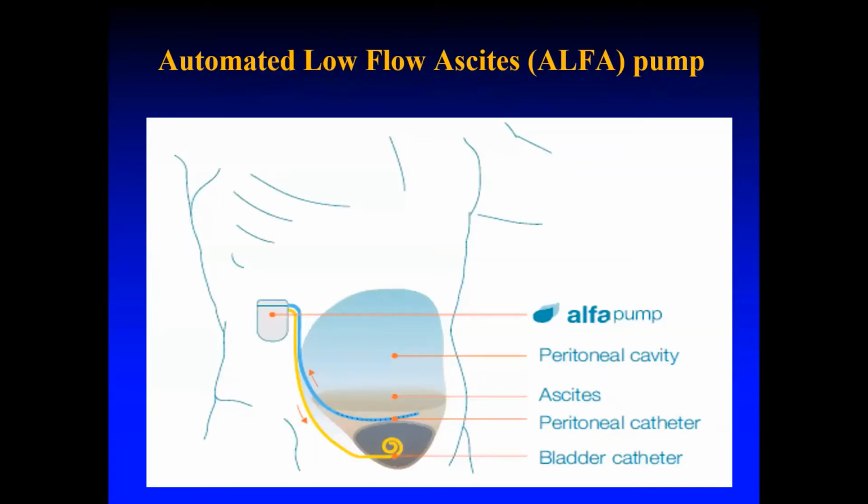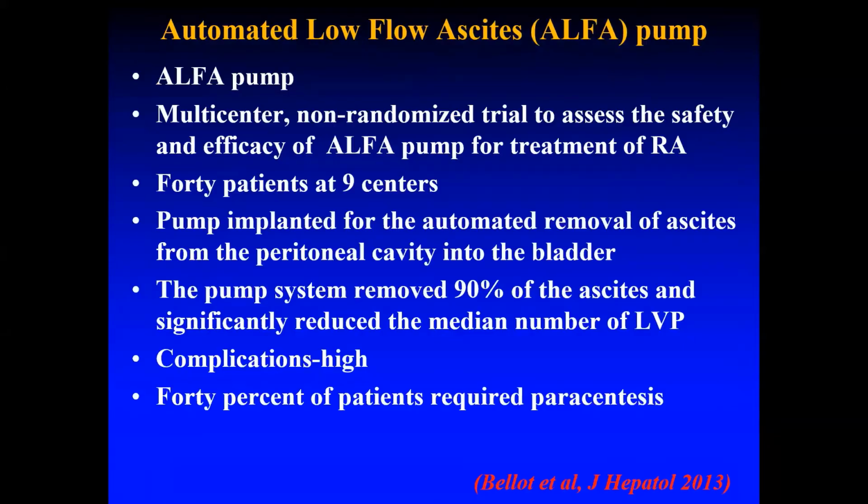This is the automated low flow ascites pump, or the alpha pump. What they do in this is connect a pump with tubings, and then the ascites is drained into the urinary bladder from the peritoneal cavity, and this is automatic. This alpha pump study was a pilot, non-randomized trial to assess the safety and efficacy of the alpha pump for the treatment of refractory ascites.